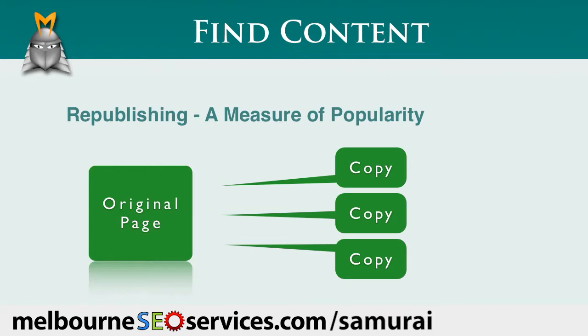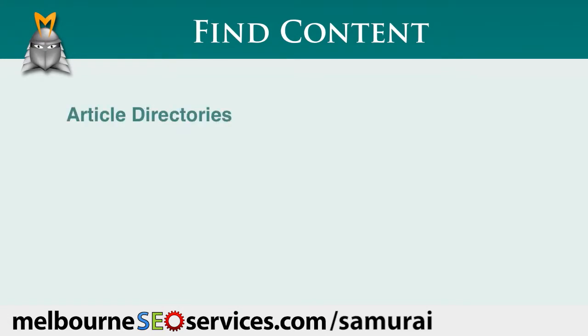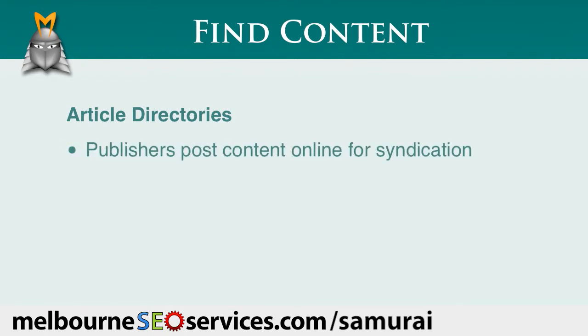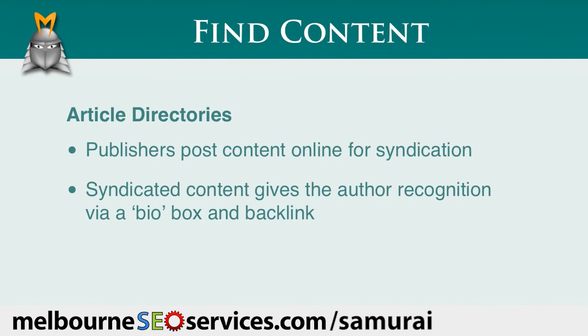But before we do, I need to introduce you to article directories. Article directories are websites where people who write articles, e.g. for publishing in magazines or online, go to and they post their content specifically so that others can take it and use it on their websites. The benefit to the author is that the article contains some kind of reference back to the author. For example, a biography box stating the author's name and linking to their website. Anyone who uses this content is required to include this reference.